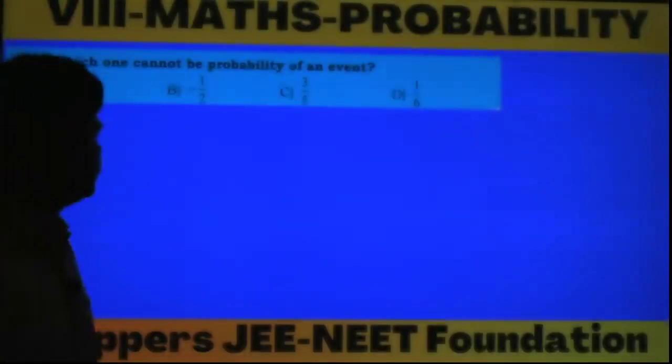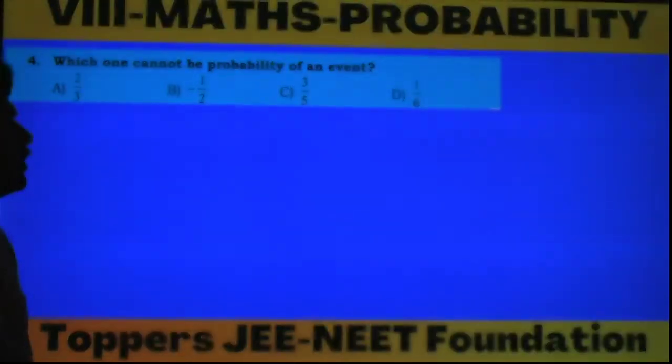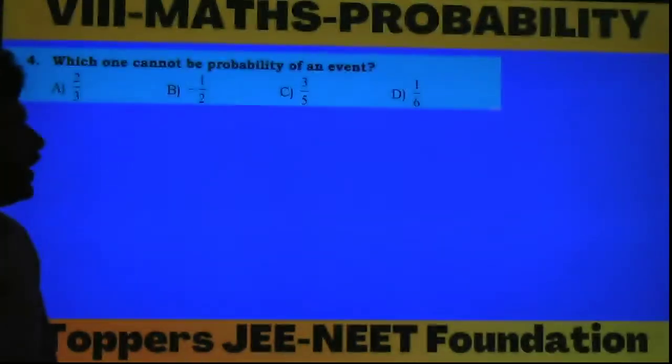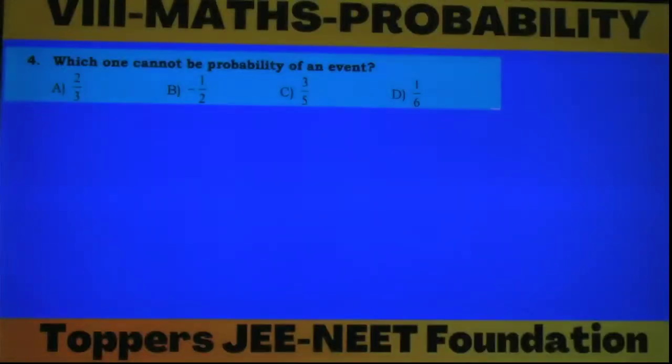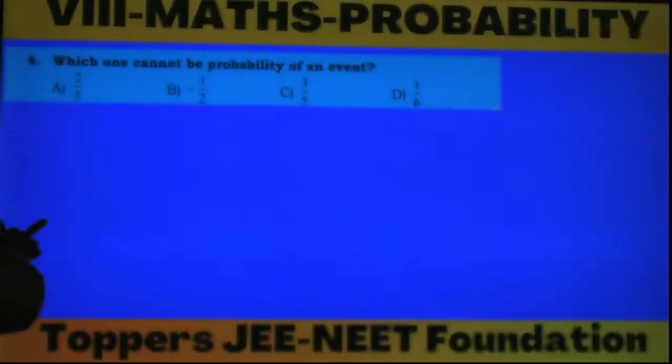Which cannot be a probability, yes. 3 by 5 means 0.6, 1 by 6 means almost 0. It lies between 0 and 1. So, option B cannot be the probability of any event. Why? Because this is negative. So, option B is the correct answer. Next question.